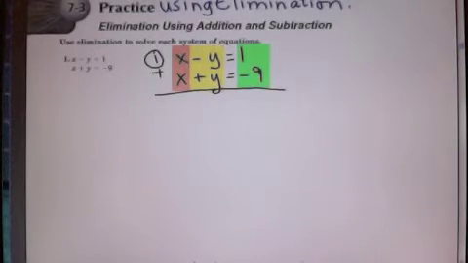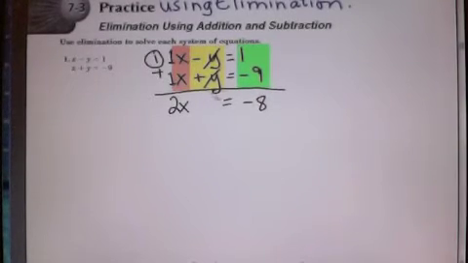So in front of the x we have the invisible coefficient of 1, and 1x plus 1x gives me 2x. The next step is where the elimination occurs. To eliminate means to end or take out or take away. So negative y and positive y, they are opposites of each other. They cancel each other out, so you simply cross them out. Bring down your equals, and then add 1 minus 9, which is negative 8.